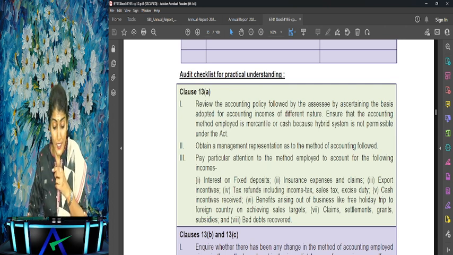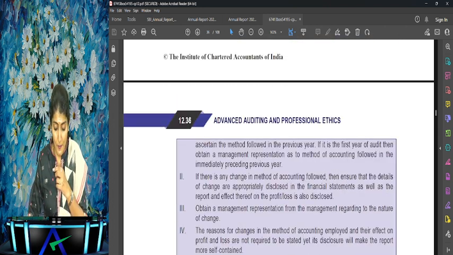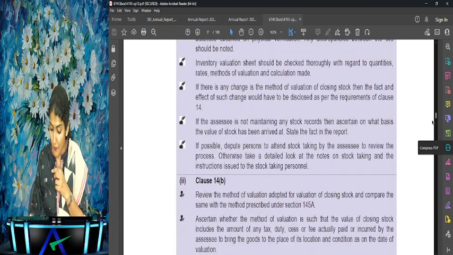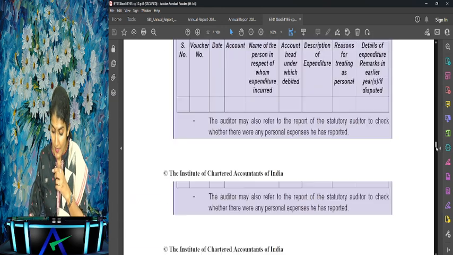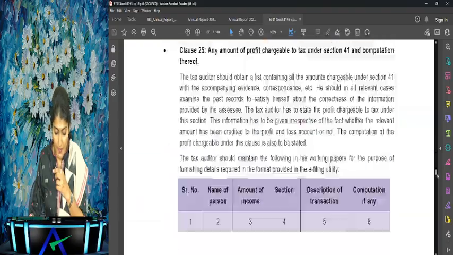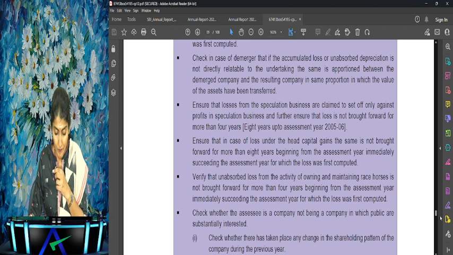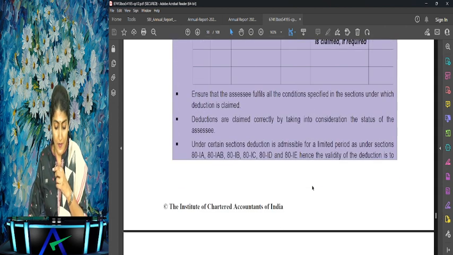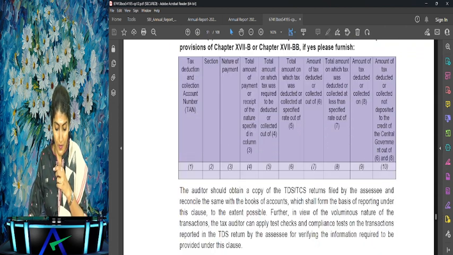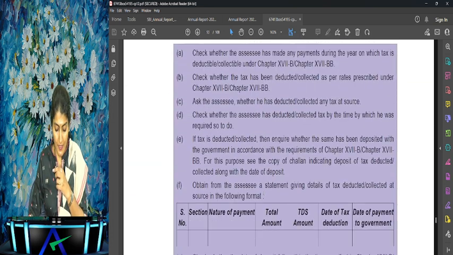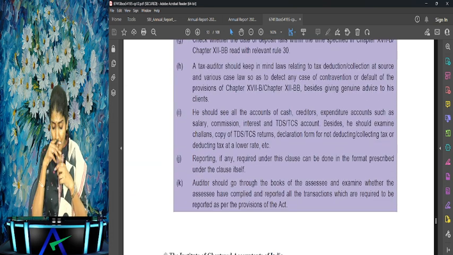Also go for each clause, go through the audit checklist for the practical understanding of the ICAI. For each clause, they have given the audit checklist for the practical understanding. Are you understanding that? That is why their chapter has become so big, running into pages and pages. The audit checklist for the practical understanding. See over here, for each of them, they've given.